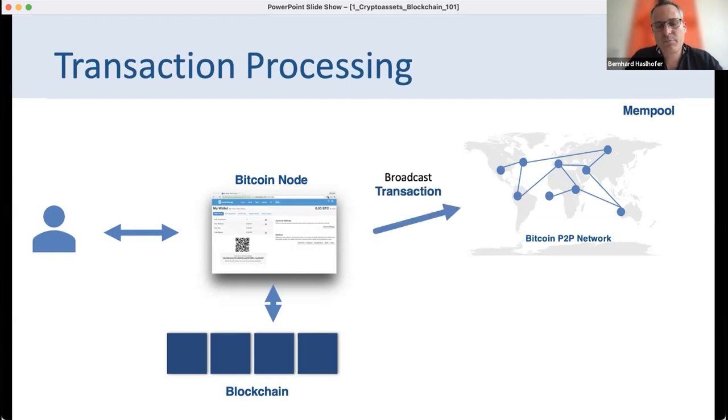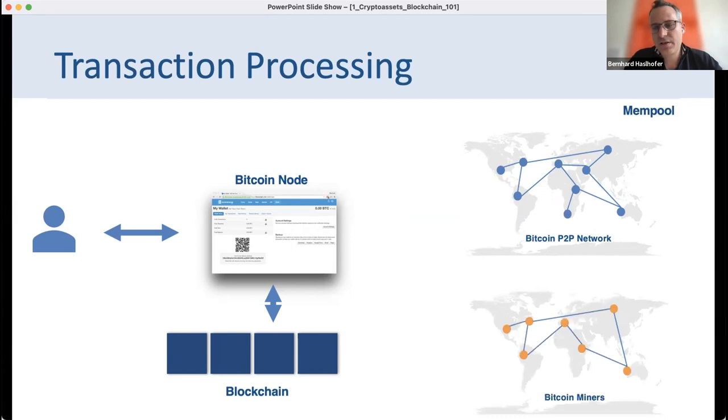And when I pressed the button and said, create transaction, what happened in the background is actually that the transaction got broadcast to the entire global Bitcoin peer-to-peer network. So the transaction is essentially floating around in the so-called mempool and is waiting for being processed. So, and the processing works as follows.